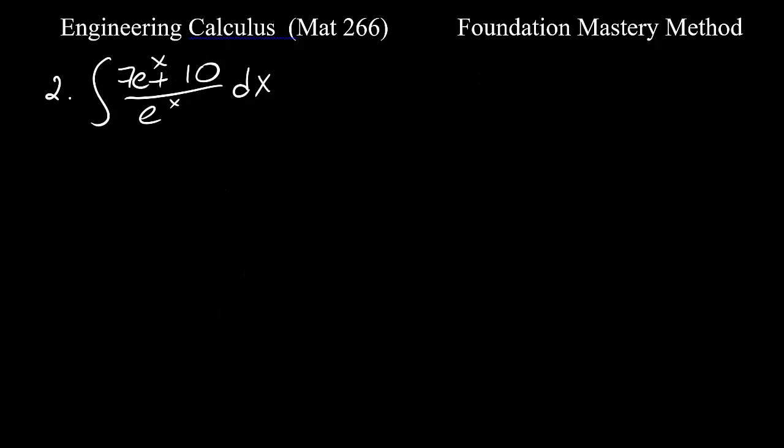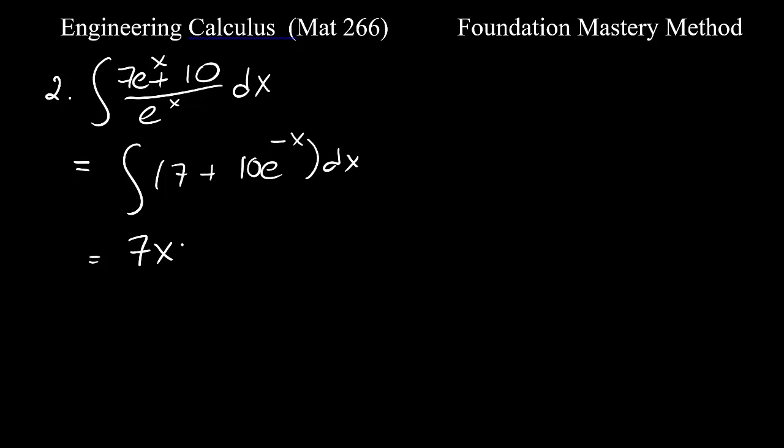In the second problem, which also involves exponential functions, we want to start by simplifying the expression that we're integrating. So in this case, 7e to the x plus 10 divided by e to the x is the same as 7 plus 10 over e to the x, or I can write 10e to the minus x dx. So integrating the constant 7 will just give us 7x. Now how do we integrate 10e to the minus x? Well, the 10 will be the factor out front.